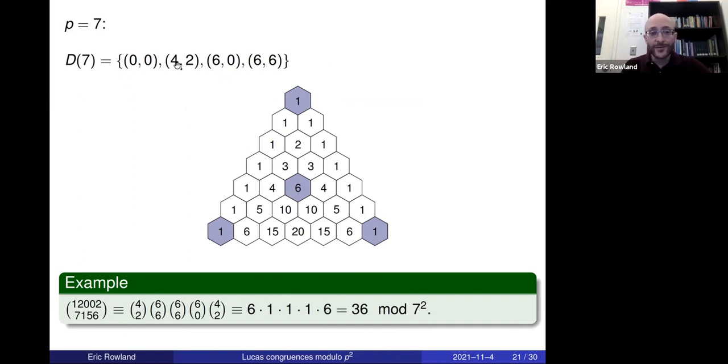So if these 4 pairs of digits always support a Lucas congruence modulo 7 squared, then if you happen to choose 2 numbers whose base 7 digits, when you take them in pairs, are always in this set, which isn't going to happen very often, but for those pairs of numbers where that does happen, you can compute the value of this binomial coefficient modulo 7 squared, just as you would compute it modulo 7 using the Lucas congruence, iterating the Lucas congruence. So this binomial coefficient should be congruent to 36 modulo 7 squared.